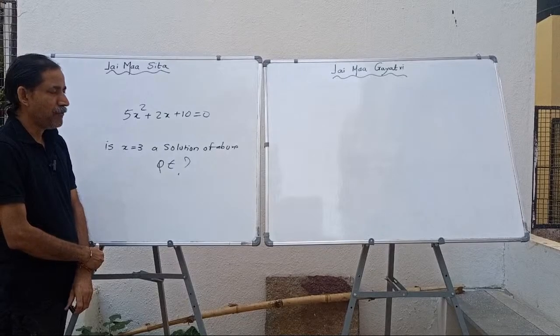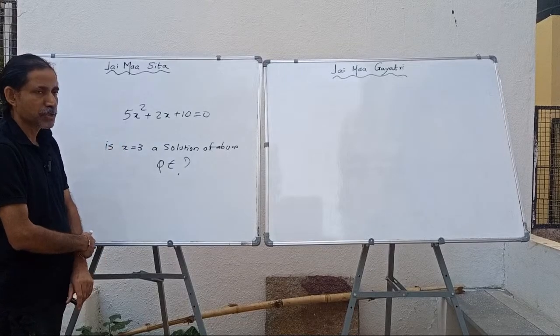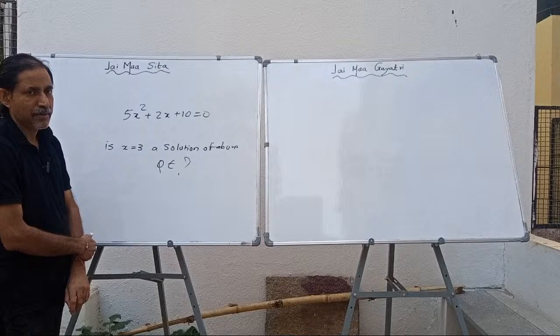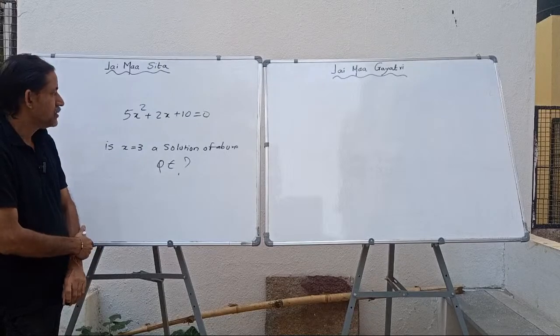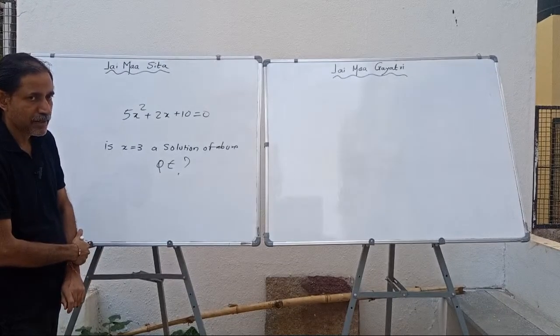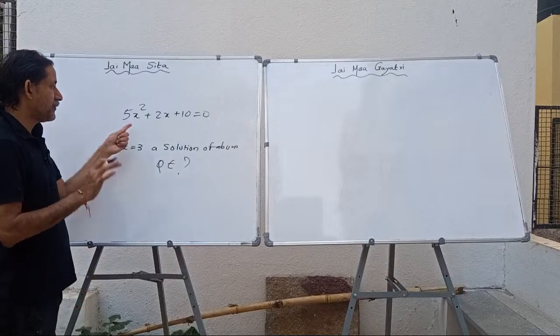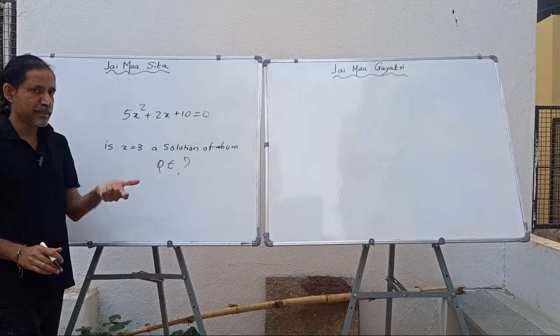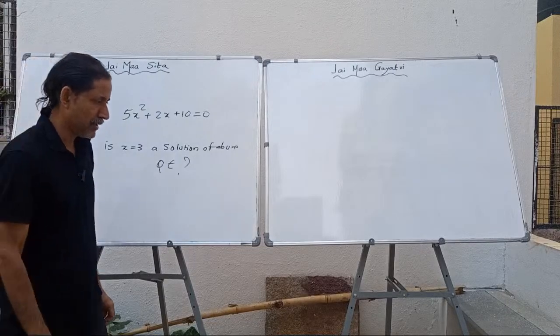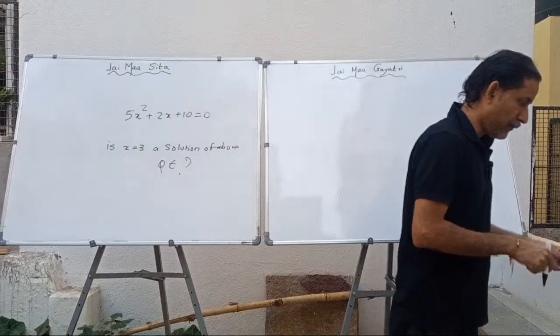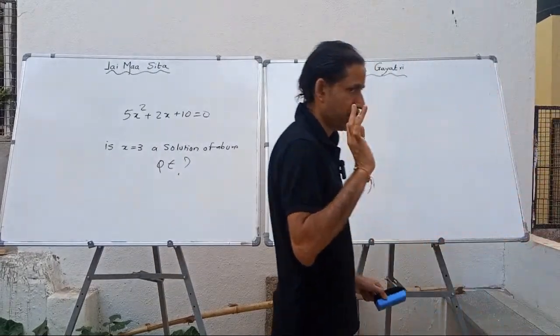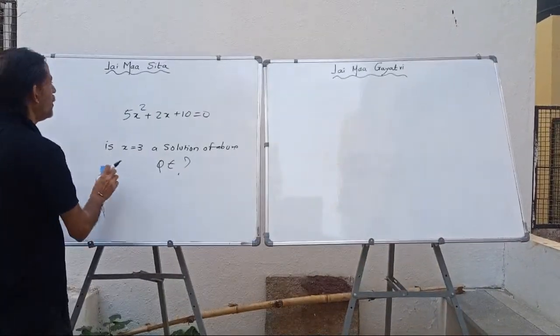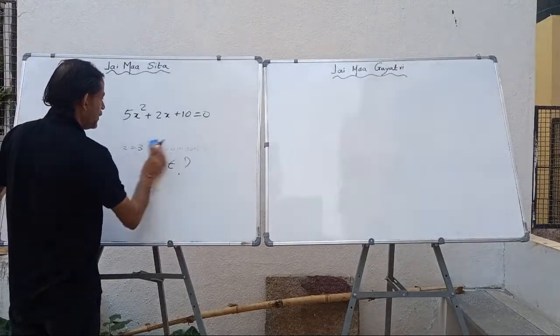So what will you do? How will you know whether x is a 3 is a solution or not? Correct. So instead of x, you put 3. If it is coming to 0, which means it is, otherwise it is not. Okay, good. You have little confidence in yourself. You know everything. Be little confident. Okay. All right. So now this is fine.